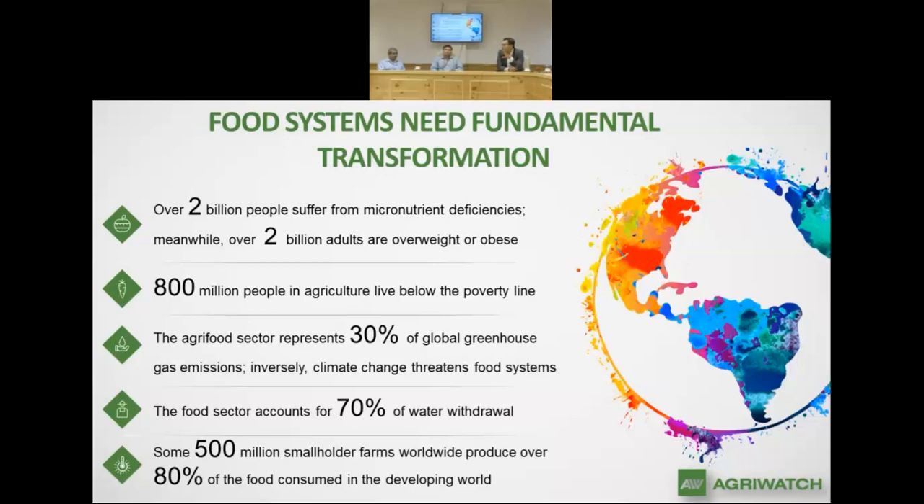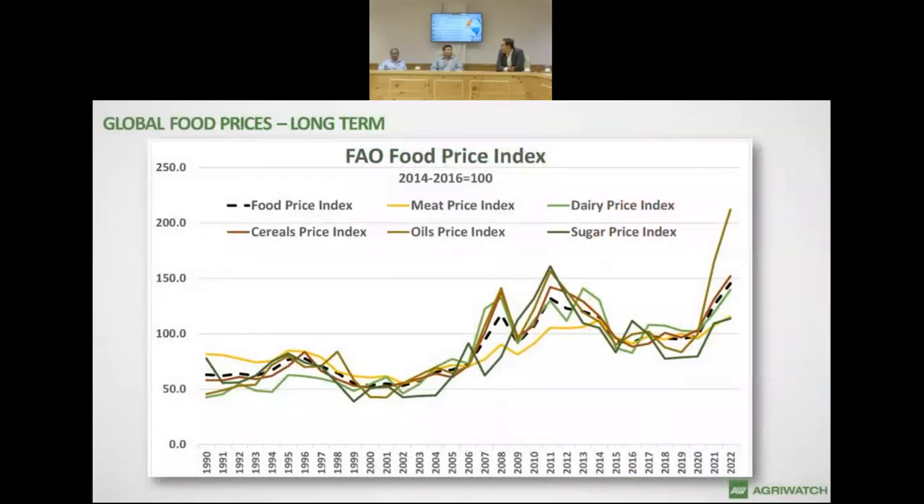But not too many people talk about the GHG impact of agriculture. So agriculture is not just the victim of climate change, it is also one of the culprits of climate change. Then we are talking about 70% of freshwater withdrawals being because of agriculture. At the same time, 500 million smallholder farmers worldwide produce over 80% of the food consumed by the developing world. So they are very important for our food security.